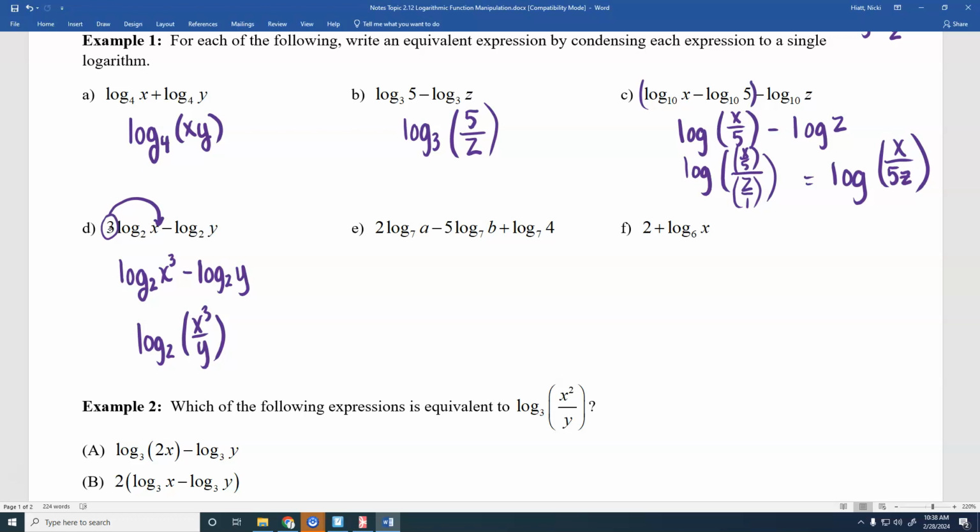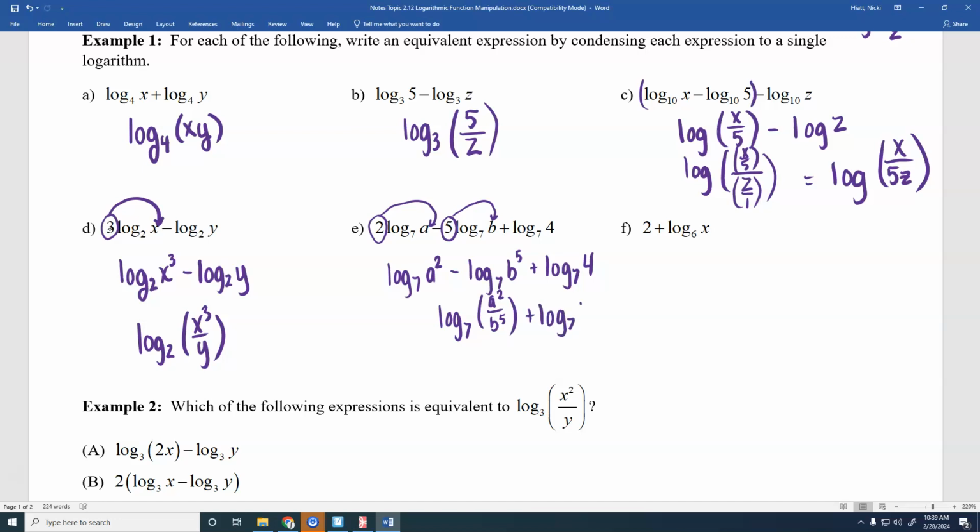All right, so on E, we got 2 of those logs have coefficients in front of them, right? So we want to take this 2 right here. We want to pull it back in as an exponent. We're going to do the same thing with the 5. Pull that back in as an exponent. So I'm going to have log base 7 of a squared minus log base 7 of b to the 5th plus log base 7 of 4. And when you get down to addition and subtraction, you want to go left to right. So if I put these 2 together first, I'm going to get log base 7 of a squared over b to the 5th plus log base 7 of 4.